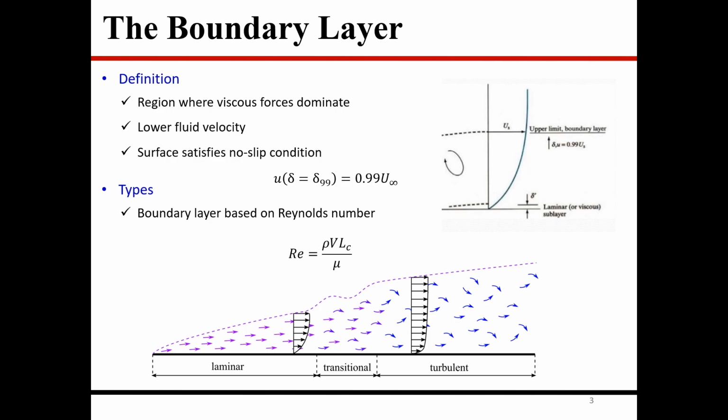The boundary layer may be laminar or turbulent, or transitional, which occurs between the two. This is determined by the Reynolds number, which depends on the fluid viscosity, density, free stream velocity, and the characteristic length, which depends on the geometry one is dealing with.